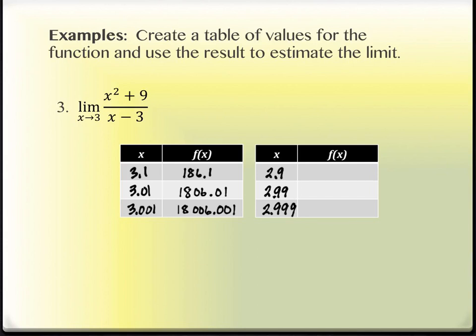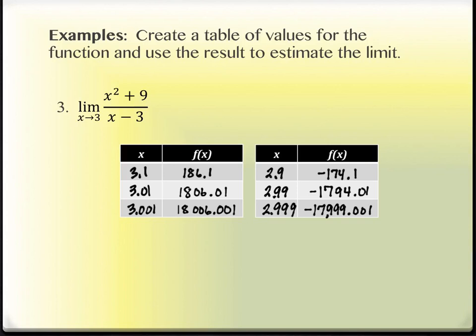If I go to the next one, I'm back at the 2.9, so I've got negative 174.1. I have negative 1,794.01. And then I've got negative 17,994.001.